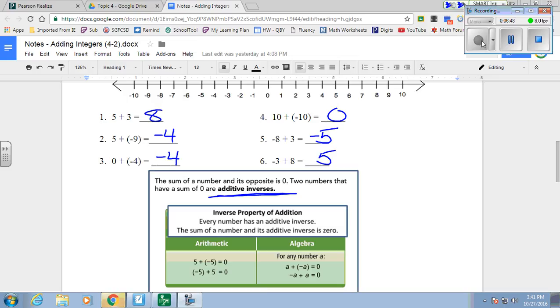Well, I don't know if I quite believe that every number has an additive inverse, because I can think of one in particular, 0, who would not have an additive inverse. So all numbers except for 0 really have an additive inverse. What they are doing is showing us with arithmetic. Arithmetic means with numbers, and algebra showing us with letters. So arithmetic, 5 plus negative 5 is 0, negative 5 plus 5 is 0. Or for any number A plus negative A would be 0, negative A plus A would also be 0.